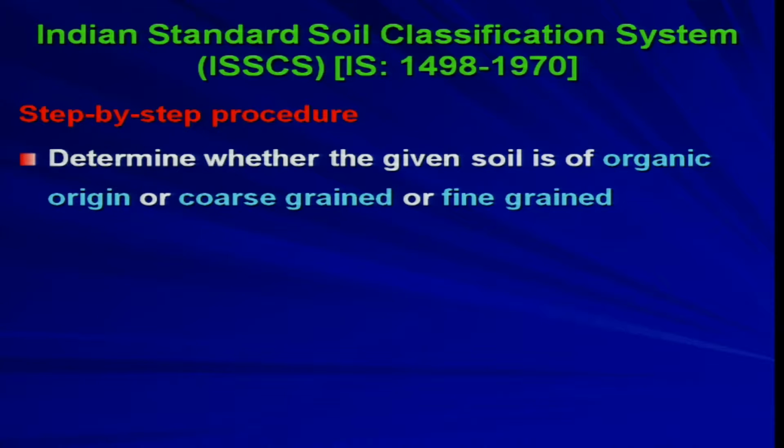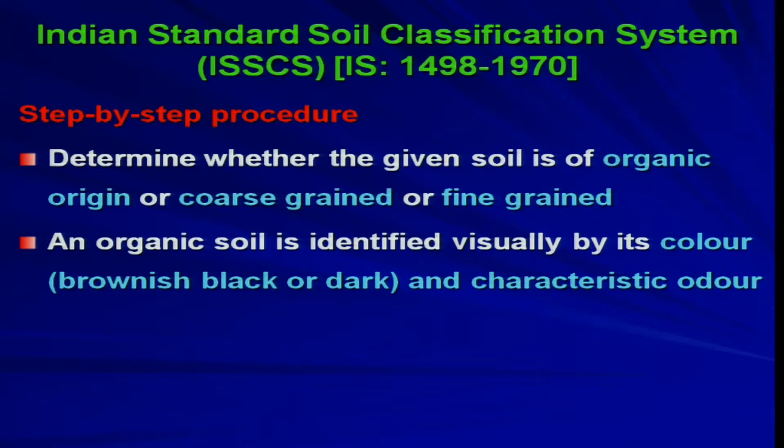The first step says determine whether the given soil is of organic origin, or coarse grained or fine grained. So, first you need to determine whether the soil is organic, coarse or fine. Now, how will we find that the soil is organic? An organic soil is identified visually by its color, which should be brownish black or dark, and by its characteristic odor. Based on these two properties, you can classify the soil as organic. If the soil is organic, it will follow a different path. If the soil is coarse or fine, it will follow a different path, as we discuss now.